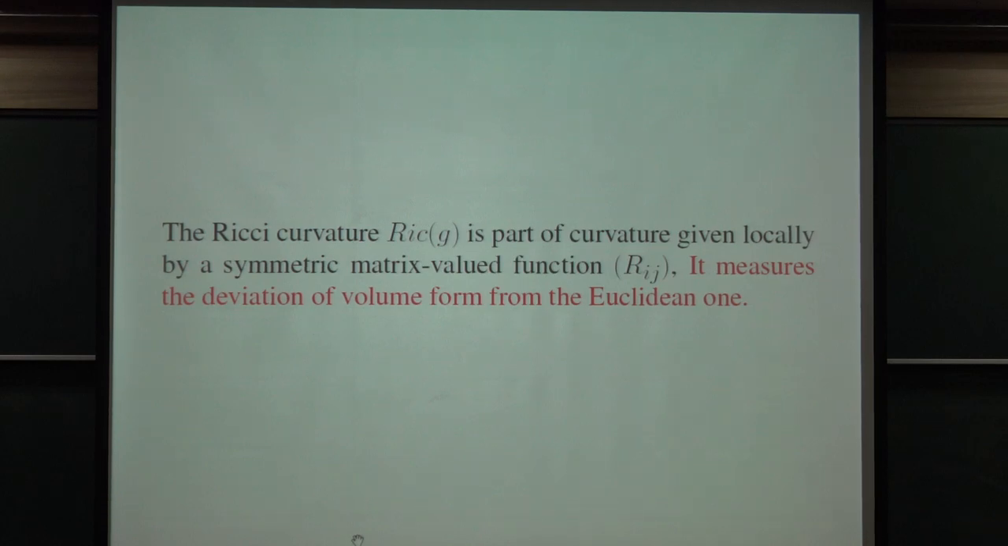The Ricci curvature is part of the curvature, given locally by symmetric matrix-valued functions. What is good about Ricci curvature is that it has the same number of components as the metric. It measures the deviation of the volume form from Euclidean space. But today I don't want to give you a definition.